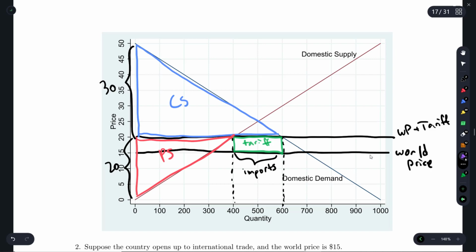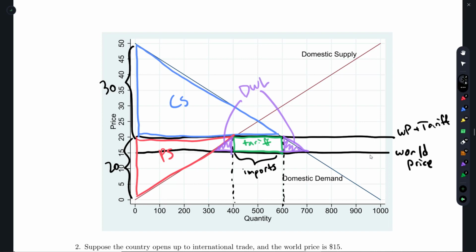Finally, for our deadweight loss, we can see that there are 2 little triangles left that used to be part of the total surplus without the tariff. These are now gone. The tariff has eliminated these 2 triangles from the total surplus. That's our deadweight loss. Each of these has a base of 100, a height of 5.